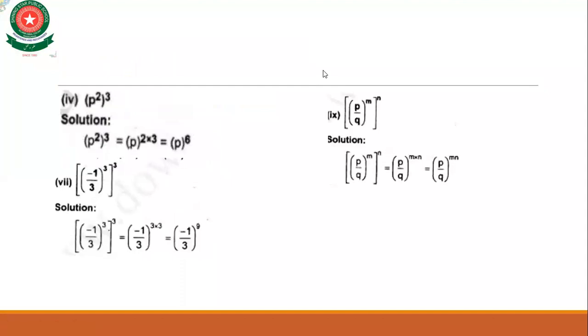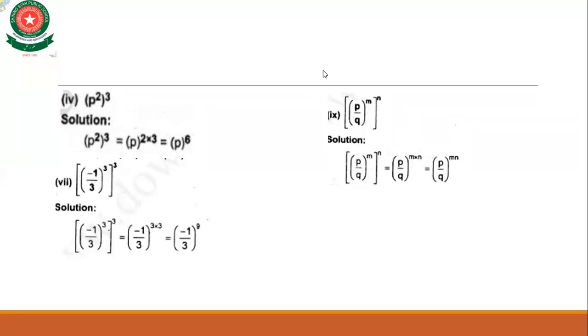Now the fourth part is p square whole power 3. So here again, p power 2 into 3, and 2 into 3. When we multiply 2 into 3, then we will get p power 6.